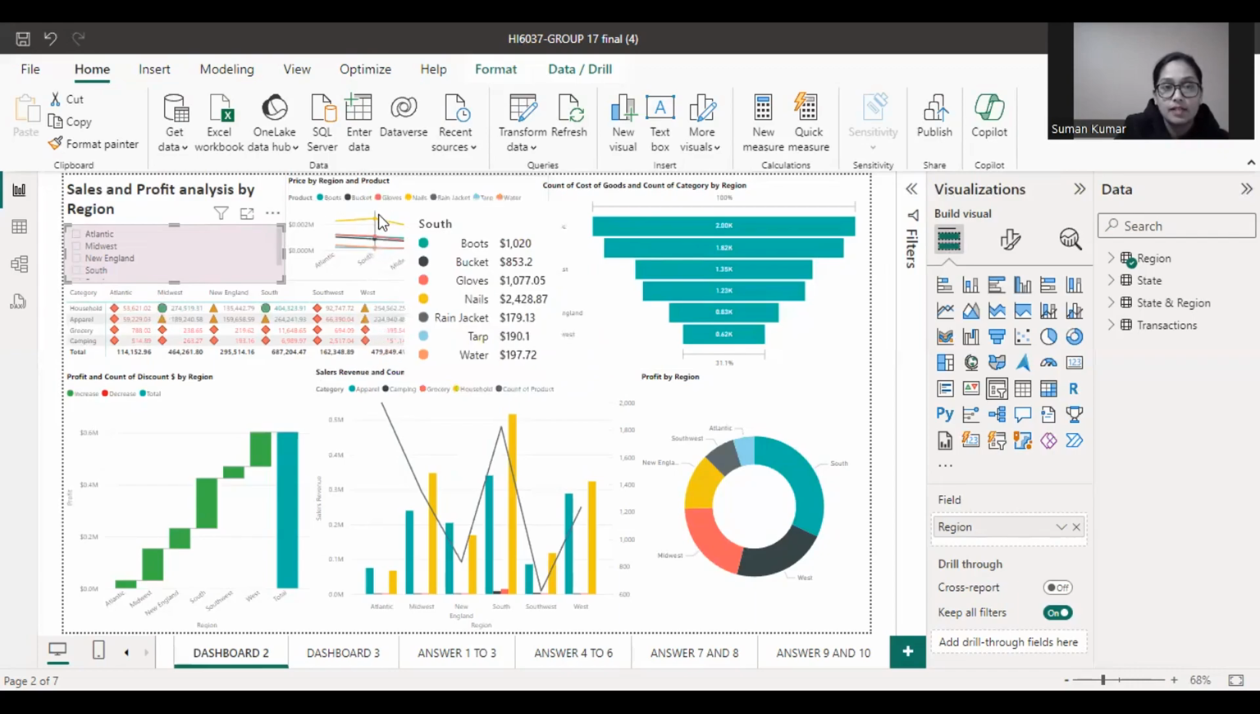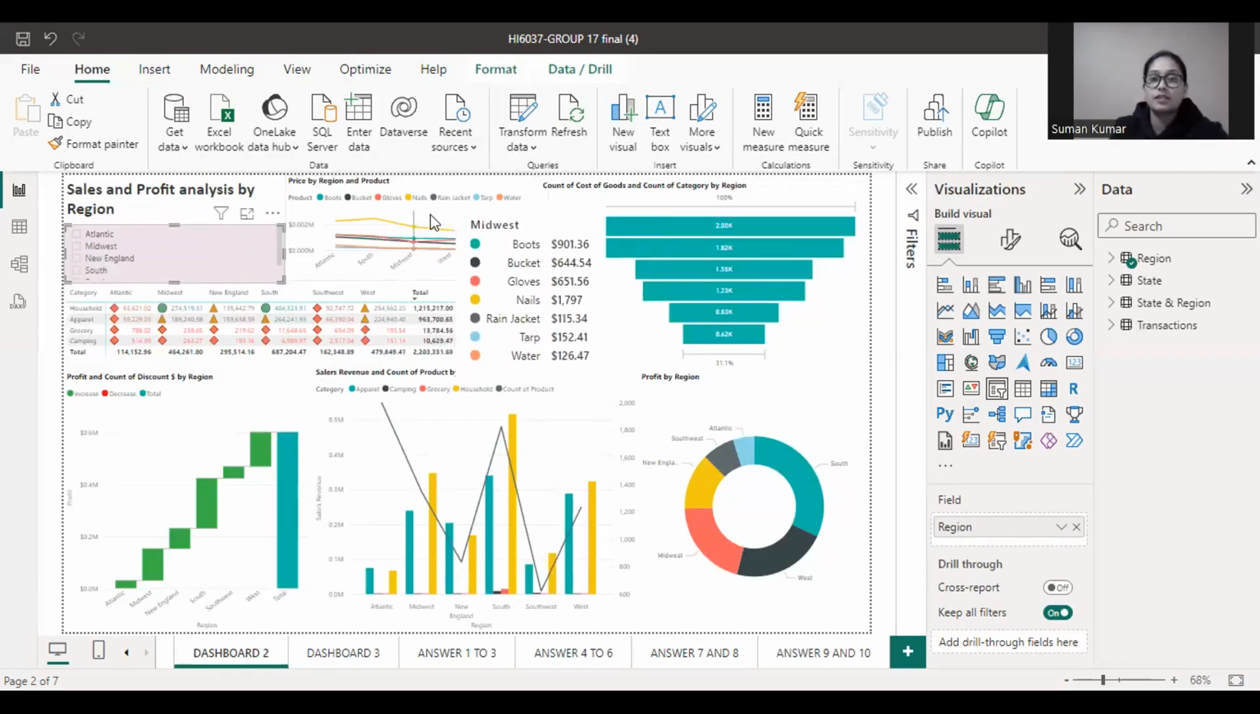And if I were to check for region South, you'll see that the products are given and the prices are given beside it. So for South, if we, for instance, took boots, it's 1020 in dollars. And if we were to take rain jackets, it's 179.13. My next visualization is showing the count of cost of goods and count of category by region.